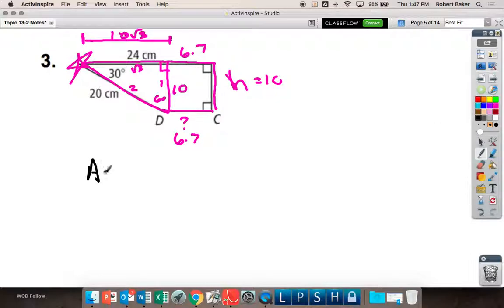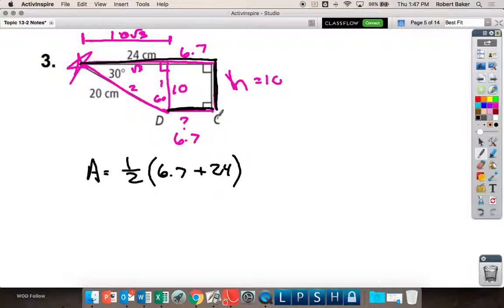The area is equal to 1/2, 1 base, 6.7, that's this side right here, plus the other base, no, the whole thing. 24, y'all see that, where the 24 is? The whole top is 24, that was the original problem. So this piece is 6.7, this whole piece is 24. And how tall is it from here to here? 10. So if I math this in my calculator, it should give me the area of the trapezoid.